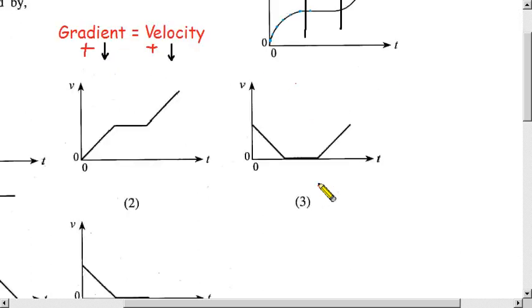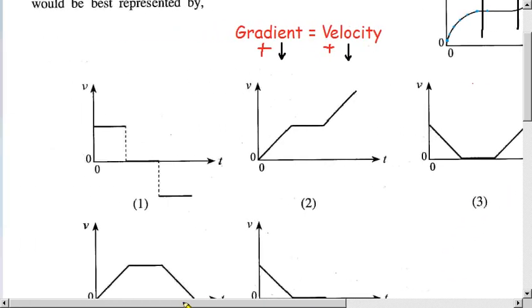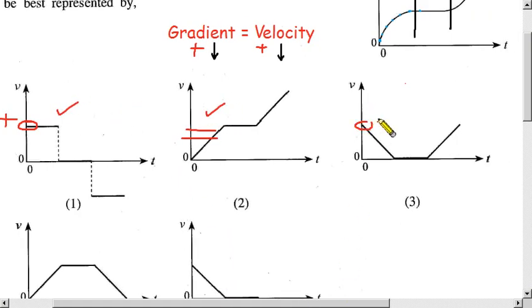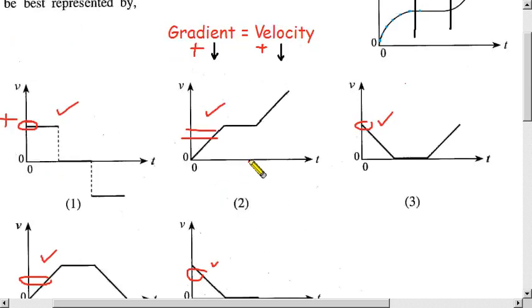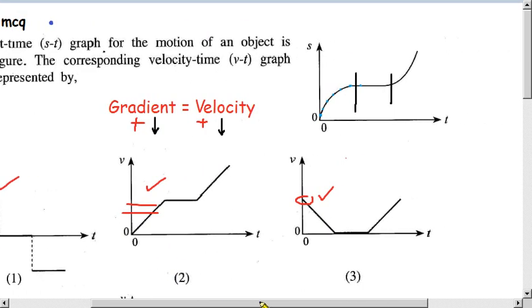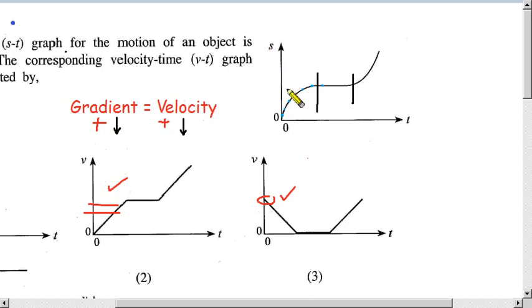So we have to choose the graphs which have positive values at the beginning. This one has a positive value, this one positive, this side negative. At the beginning this is also positive, that is also correct. At the beginning this one also, the velocity is positive, correct. Here also at the beginning velocity is positive. So all the graphs are correct according to that. Now let us check the other points also.